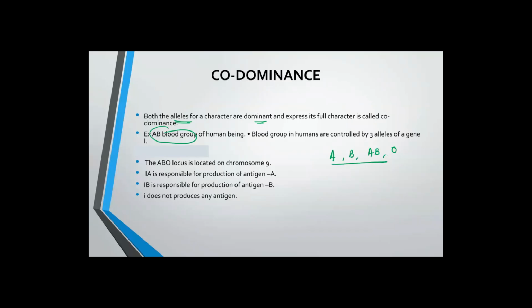It depends upon the alleles, that is the I^A allele, the I^B allele, and the recessive allele, that is the O allele. If a person has AB blood group, the person will have I^A, that is the A allele, as well as the B allele. Here we can see both alleles are dominant. We can't say that I^A is dominant over I^B because both alleles are expressing. The I^A allele codes for antigen A and I^B codes for antigen B.